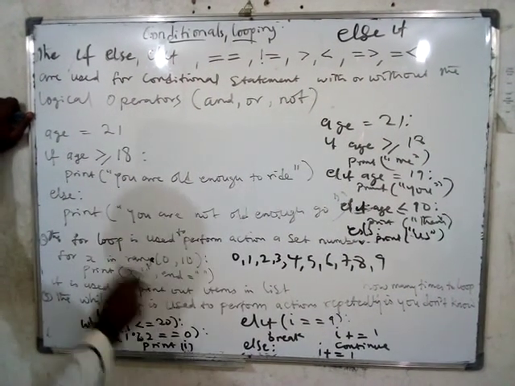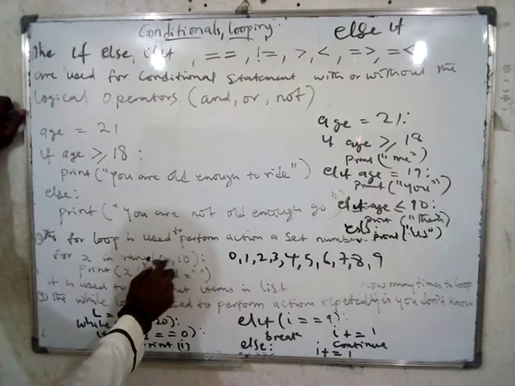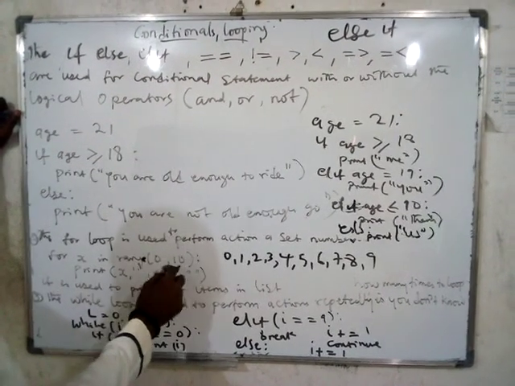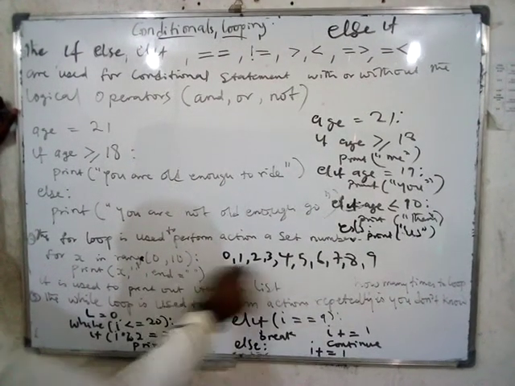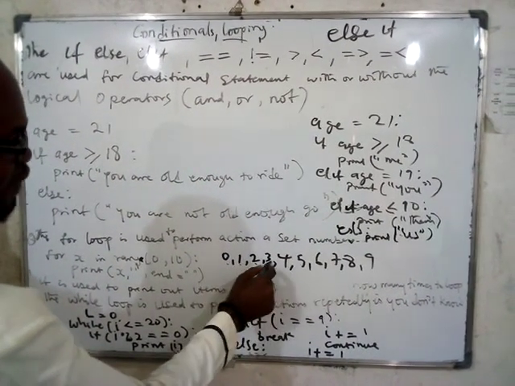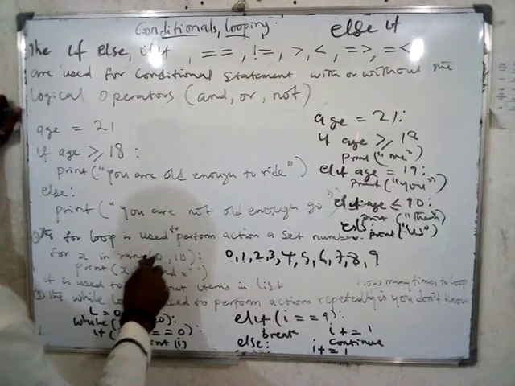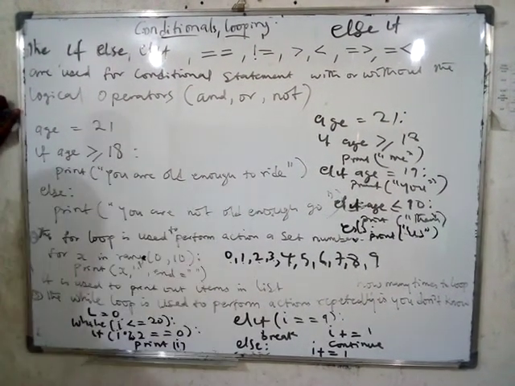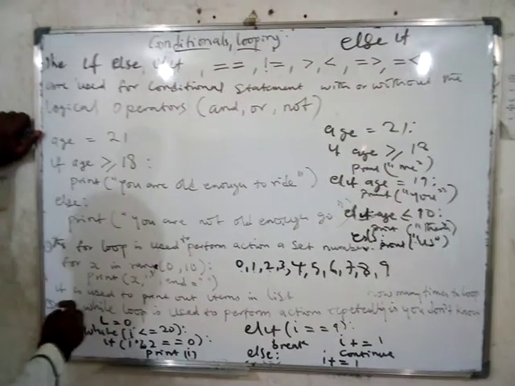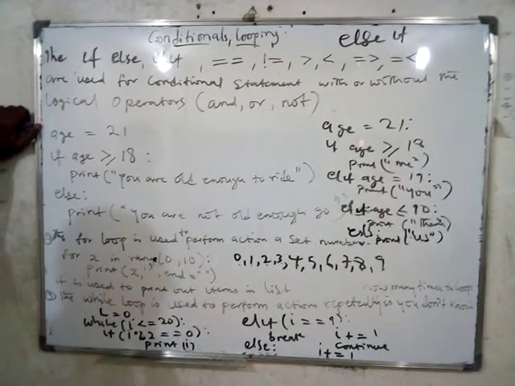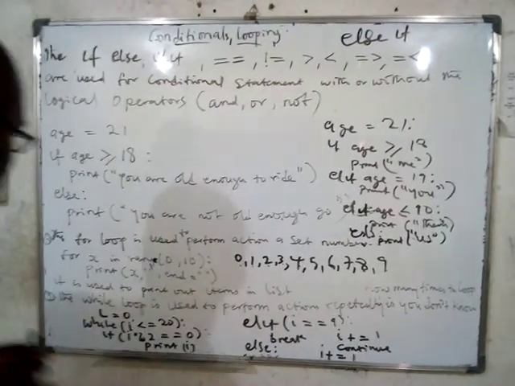So this range is simply telling us that you should print from 0 to 10, print 10 numbers, not including 10. So that's why we have this. If you count this, 1, 2, 3, 4, 5, 6, 7, 8, 9, 10. So you're starting from 0 and ending at 9. That's what this means. So this is used to print out items. You can also use it to print out items in a list. I'll show you that in subsequent classes.